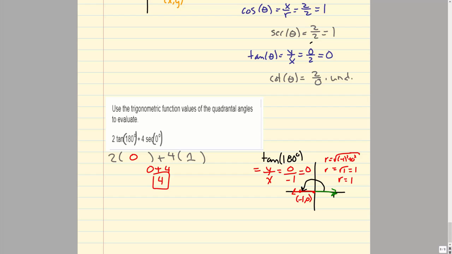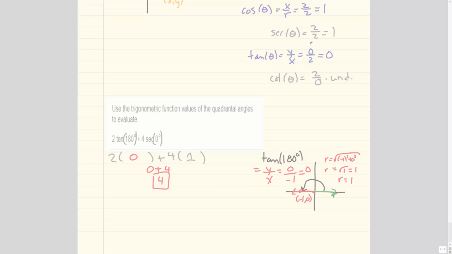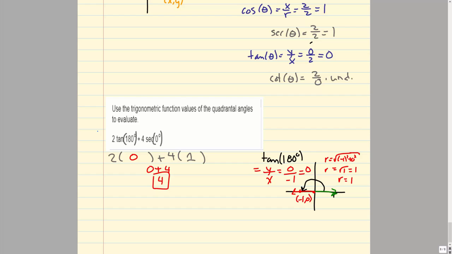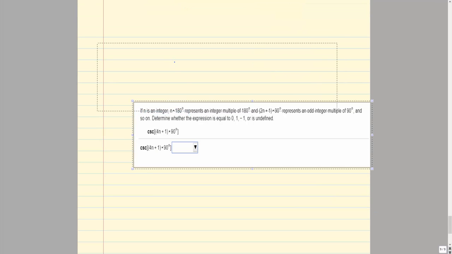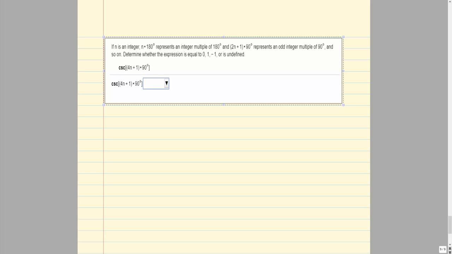Okay, now there's one other type of problem that you'll see that I just want you to see an example of so you're a little bit familiar with it. These are looking at multiples of trig functions. So these are a little bit different. So let me grab one of those. Okay, and again, it's looking at a multiple here.